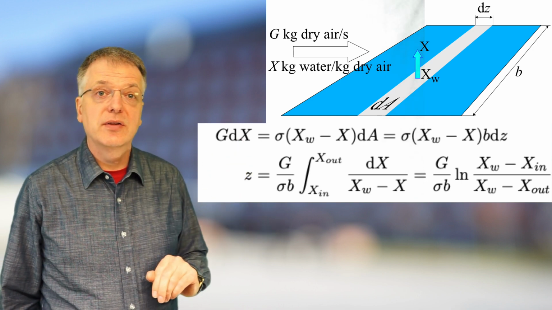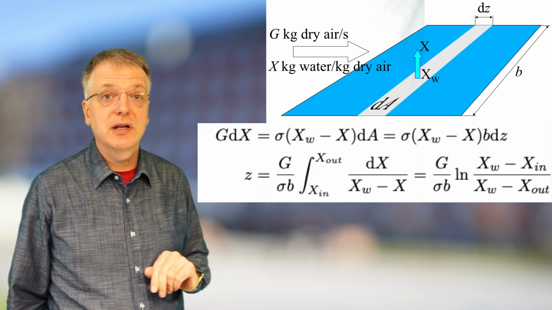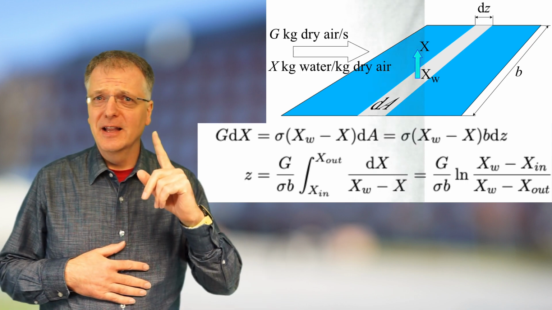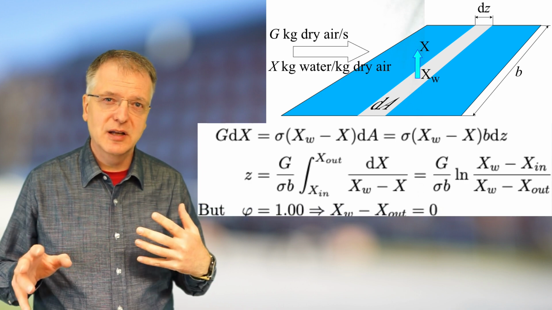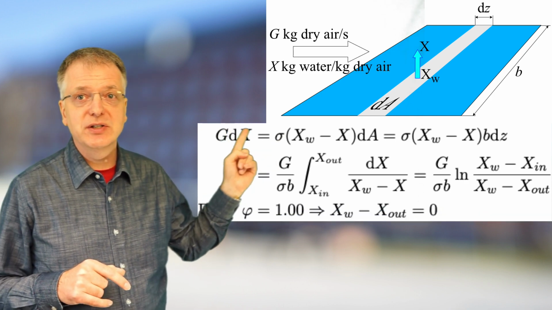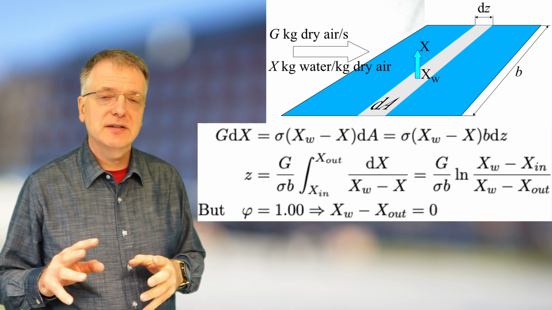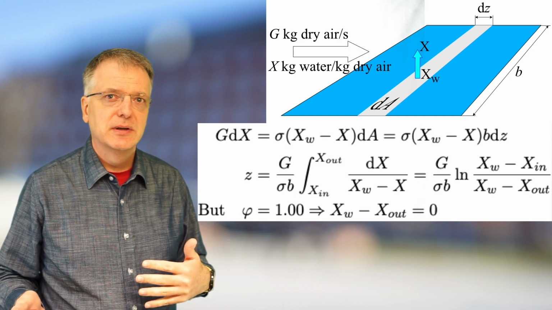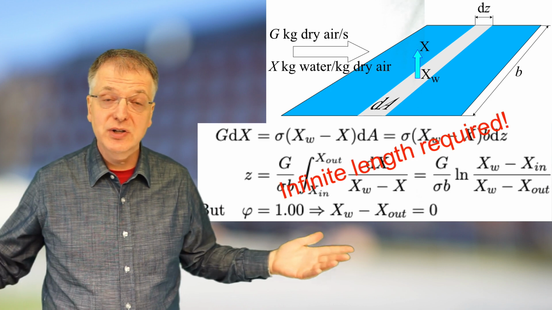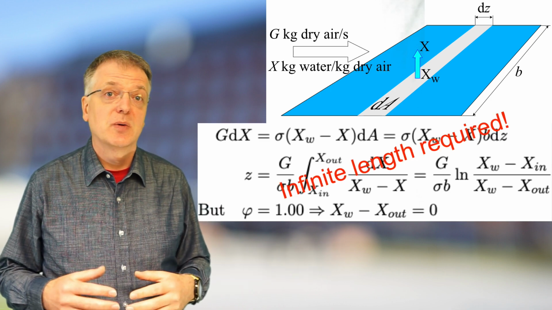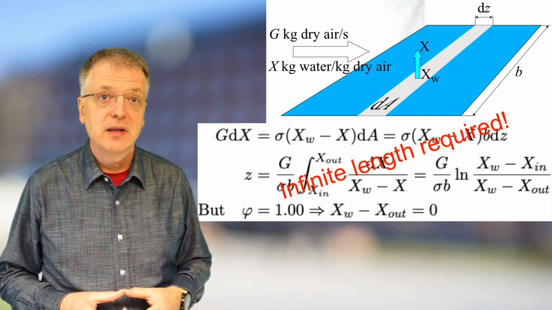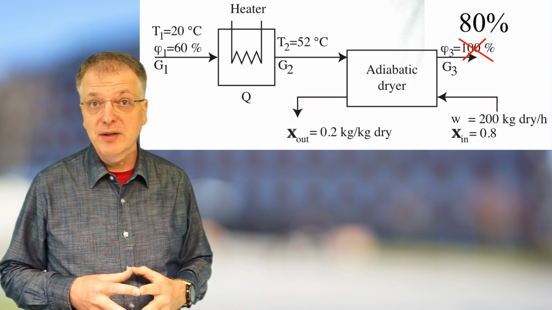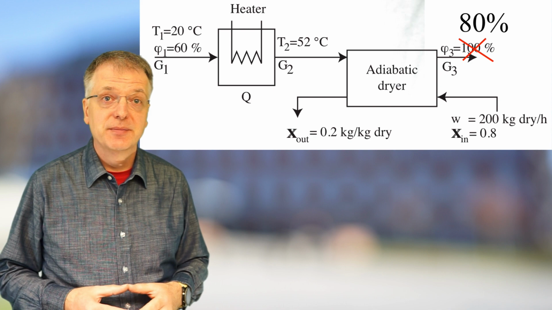So let's try to calculate the required dryer length if the outgoing air has a relative humidity of 100%. This means that the water content x out equals xW. However, in the equation we just derived, we divided by xW minus x out, which now proves to be xW minus xW, that is 0. This means that we need an infinitely long dryer to achieve 100% relative humidity in the outflow, which is clearly not a reasonable length. Let us now go back to our example and recalculate with a more realistic relative humidity of 80% instead in the outgoing air.